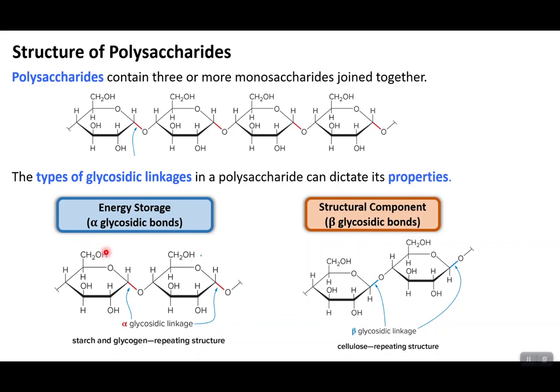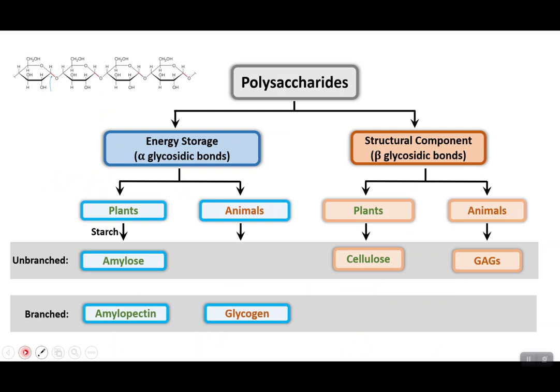So we're going to discuss the polysaccharides involved in energy storage, and we're going to see that they will contain mostly alpha glycosidic bonds. For the structural components, or the polysaccharides that have structural roles, we're going to see that they have beta glycosidic bonds. And these types of bonds is what's going to lead to a three-dimensional structure that will facilitate its role or its biological function.